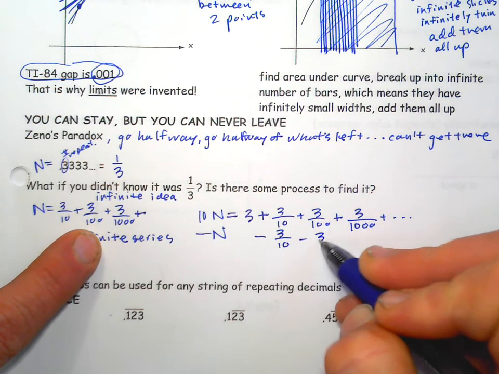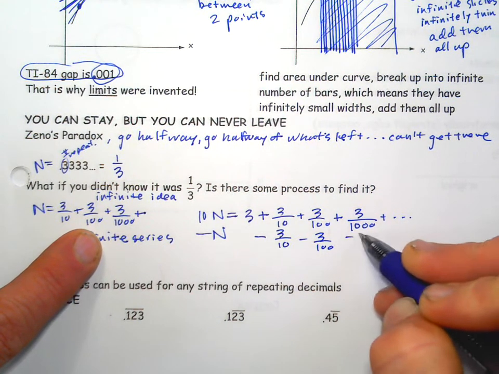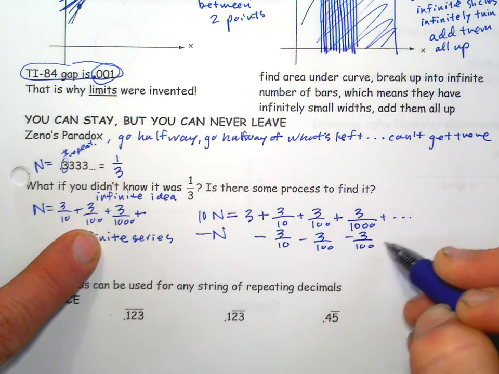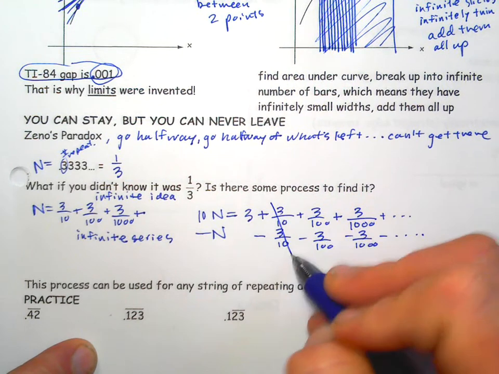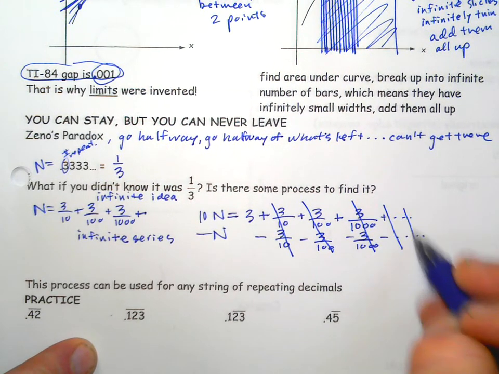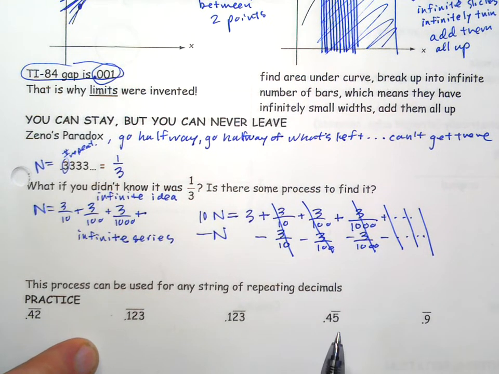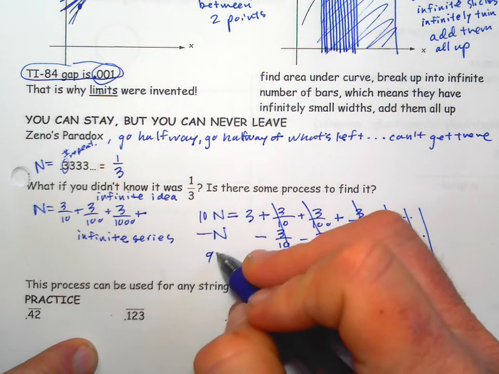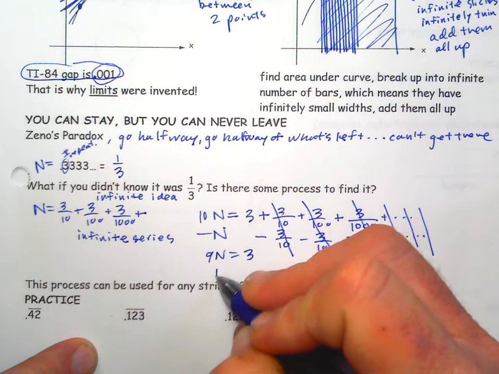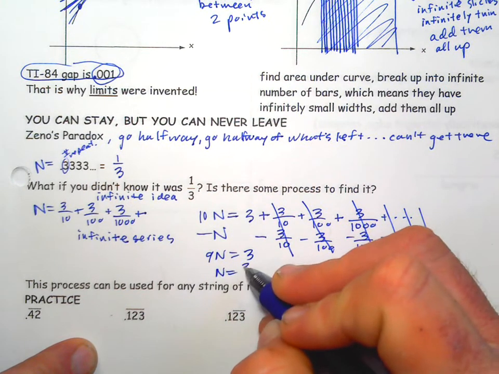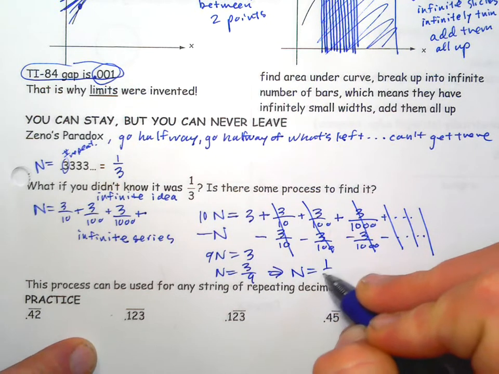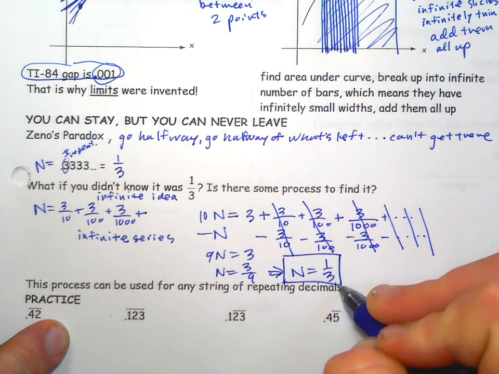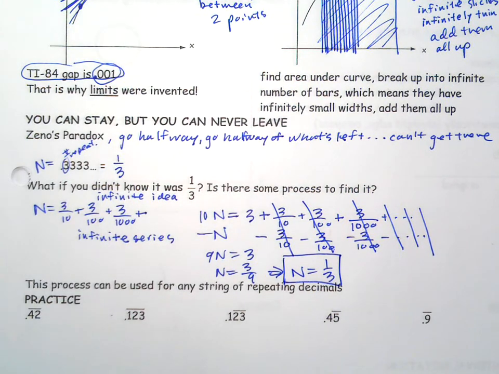So you got to distribute the subtraction. I'm going to line up the terms that match up to those terms. And there's going to be an infinite number of terms, and they're all going to cancel each other out, all the rest of them. And what you're left with is 9n equals 3, and n equals 3/9. So n equals 1/3.